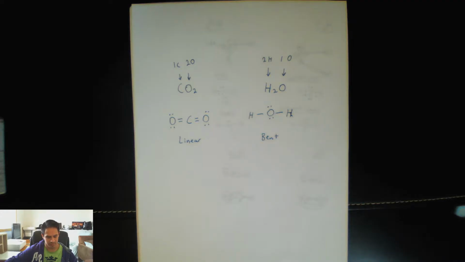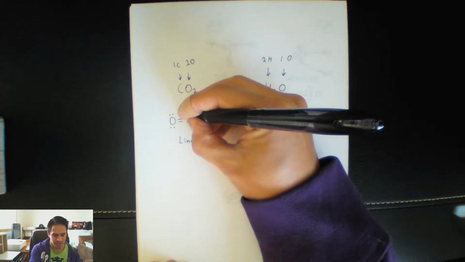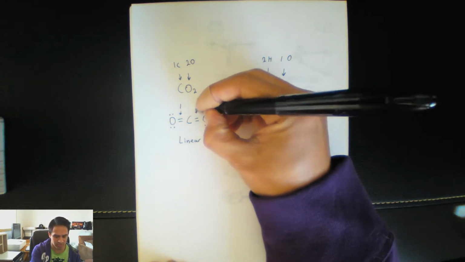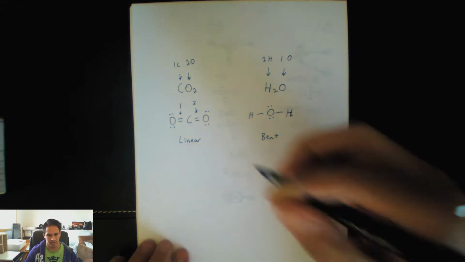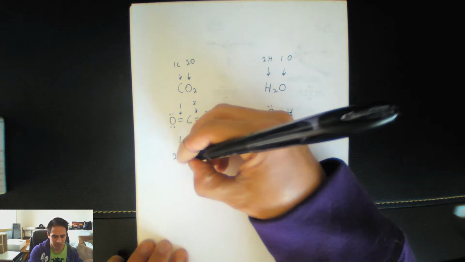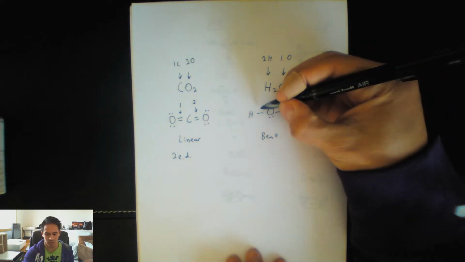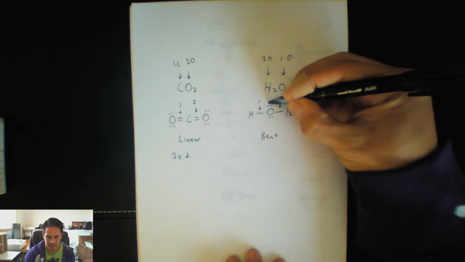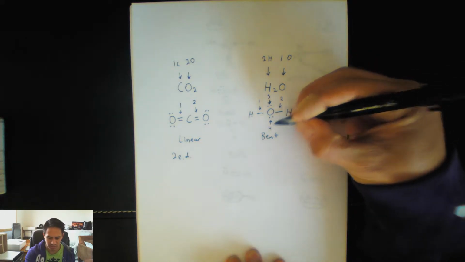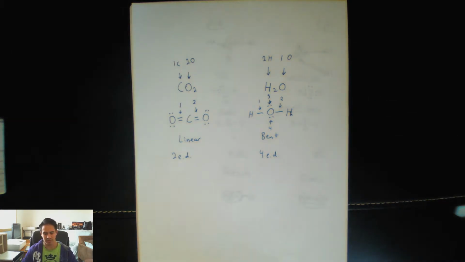Looking at the CO2, the carbon is in the middle, so this is 1 electron domain, and this double bond is a 2nd electron domain, and we don't have any lone pairs. So this would give us a total of 2. I'm just going to write ED for electron domains. Whereas in the water, we've got 1 bond, that's 1, 2 bonds, that's 2, lone pair, that's 3, and another lone pair, that's 4. So the water has 4 electron domains.